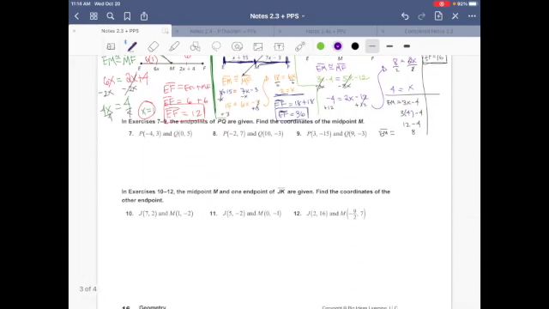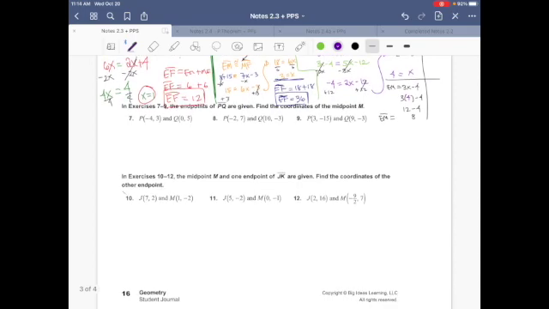So let's try a couple of these problems. We can skip 10, 11, and 12. We can skip these problems, and we can look at this here. So I've got my midpoint formula. So m equals x1 plus x2 divided by 2, and y1 plus y2 divided by 2. So let's label my points: x1, y1, x2, y2.